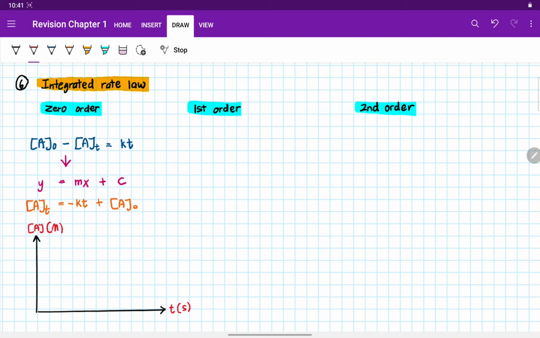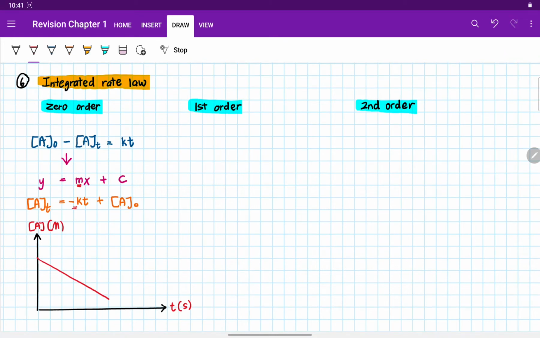And then for the linear graph, how do we know whether we will have a positive slope or a negative slope? You check M here. So, negative K, which means we will have a negative slope. So this is our negative slope. The y-intercept here is our A0. So if you plot a graph of concentration against time and get a linear graph, what does it mean? We have a zero order reaction.